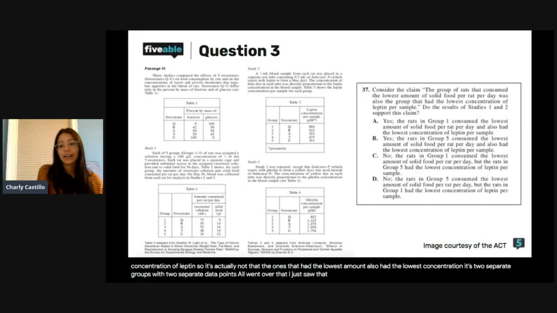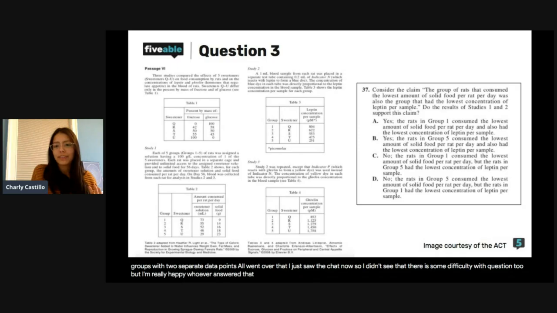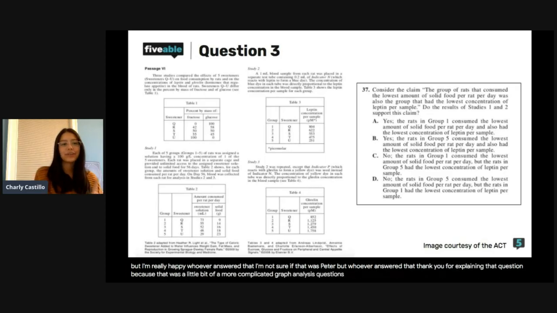I just saw the chat now, so I didn't see that there was some difficulty with question 2, but I'm really happy whoever answered that. I'm not sure if that was Peter, but whoever answered that, thank you for explaining that question, because that was a little bit of a more complicated graph analysis question. So I'm really happy that that was clarified.